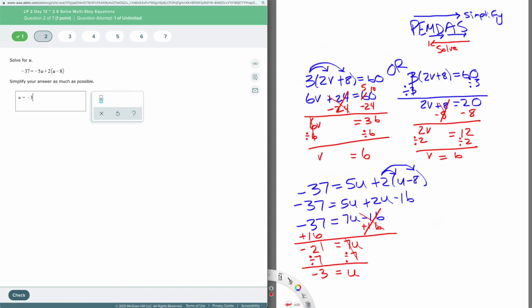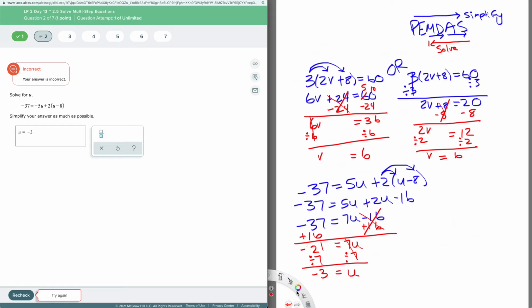Check. What did I forget? Did I forget a negative sign? Negative 37. Oh, I forgot a negative sign. Way back at the beginning, this should be negative 5. So this would actually end up being negative 3 instead of 7.